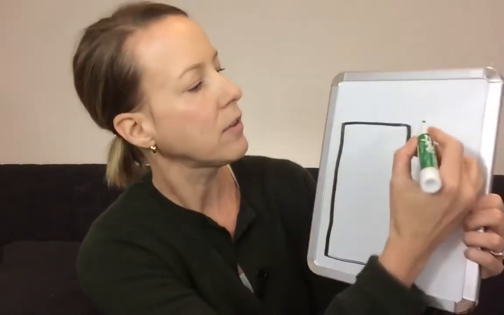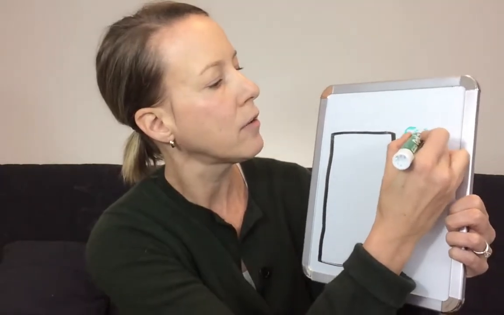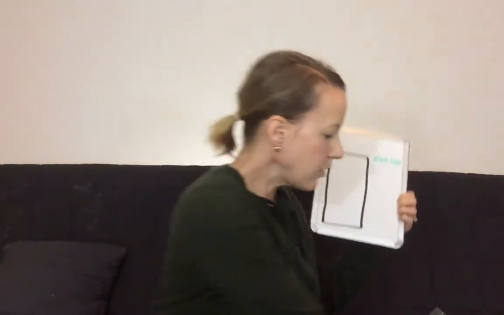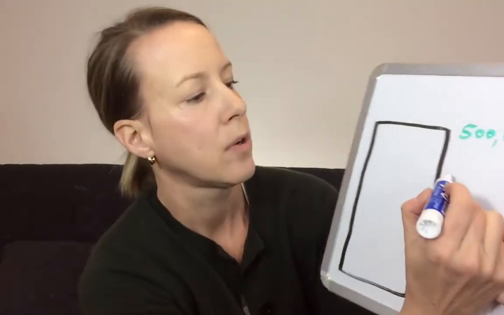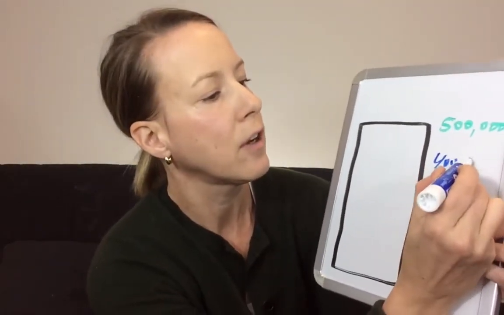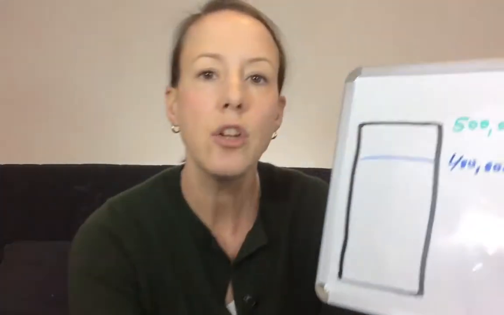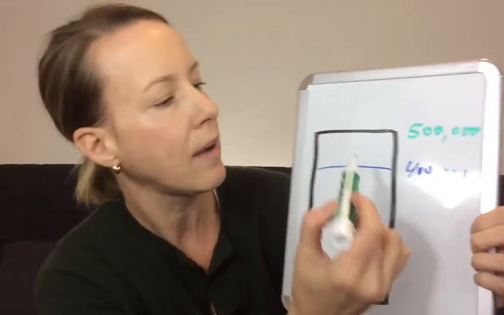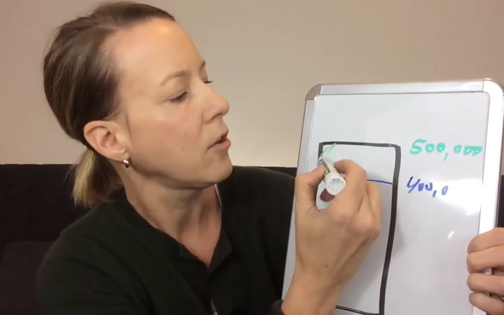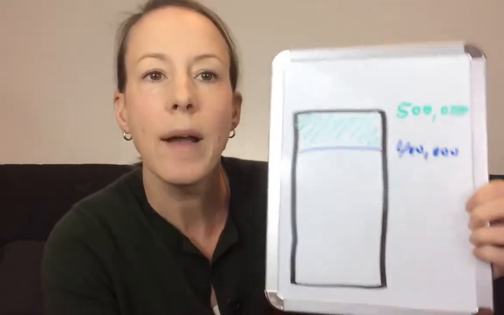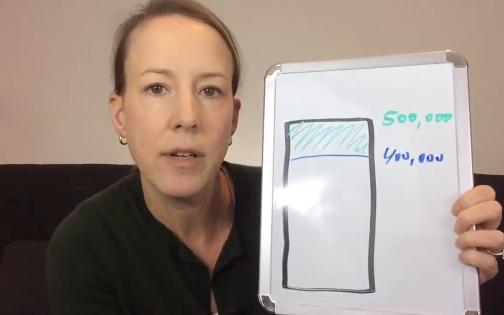So let's say this is your house, and your house is worth $500,000, let's say, right? And let's say that you owe to the bank $400,000, right? So the amount of home equity that you have, the amount of money that you have in your home is this $100,000 here, right? That's your home equity.